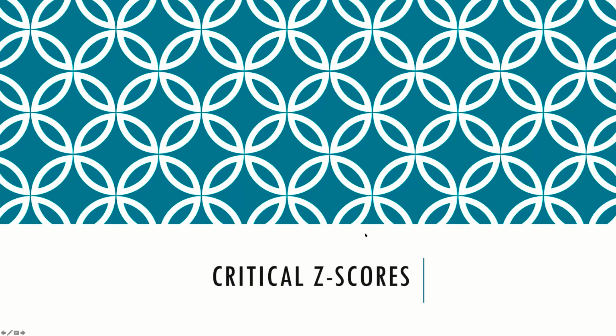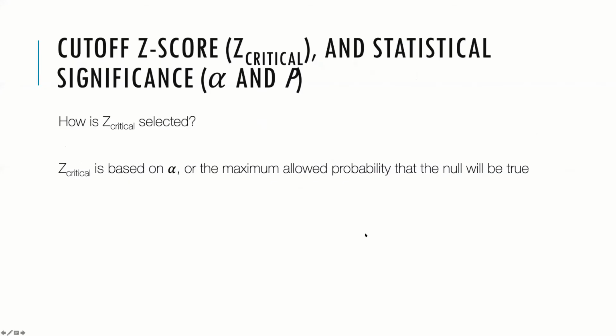Critical z-scores. So how is this critical z-score selected? We want to compare our z-calculated to our z-critical. And we want to say, here's our critical. We want to cross that finish line. Same on the other end of the tail, right? On each side, we're going to have our calculated z-score, but we also have a critical z-score, right? We want our calculated z-score to cross the finish line on either side, be on the outside of them. But how is that critical selected?